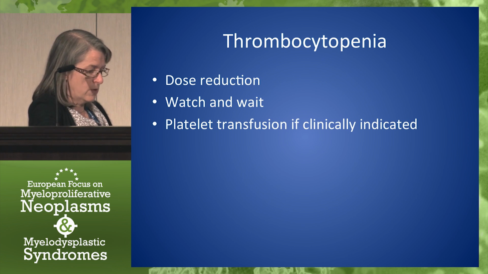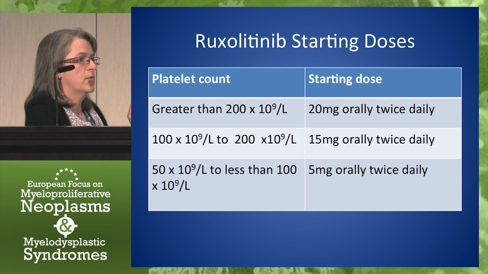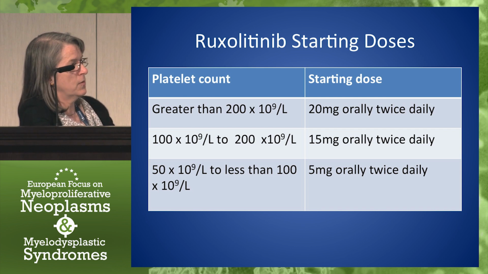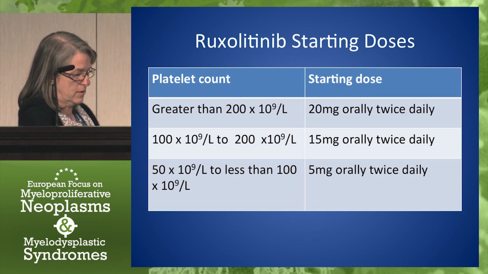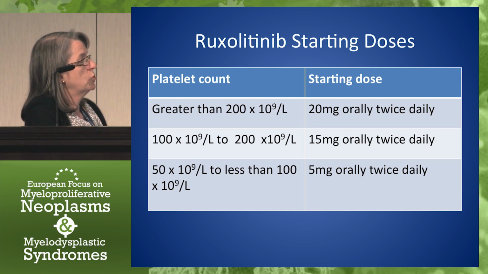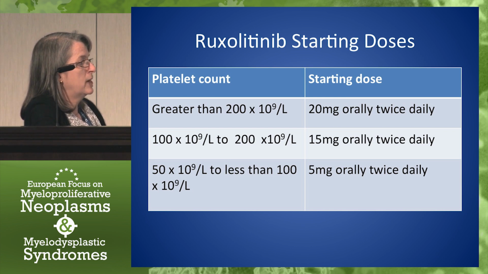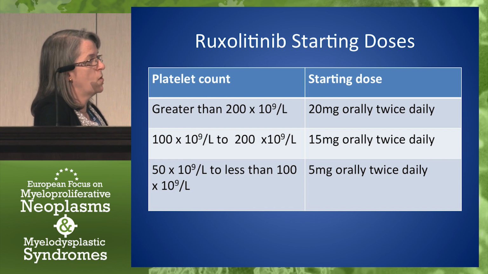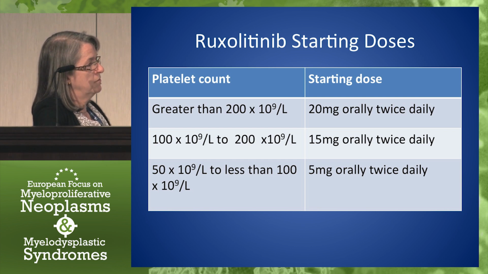transfusions. Now, there are quite specific rules for the platelet count and doses of ruxolitinib. The starting dose of ruxolitinib with a normal platelet count is 20 milligrams twice a day, and the maximum dose then, depending on the response, can go up to 25 milligrams twice a day. But there are instructions for lower doses depending on the platelet count. And obviously, the platelet count is supposed to be over 50 before you consider giving these drugs to patients.